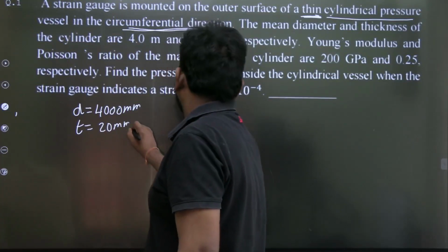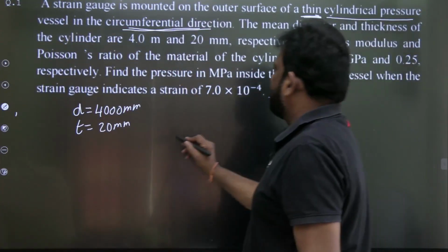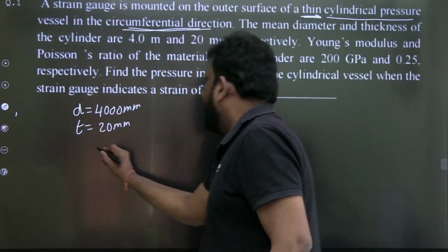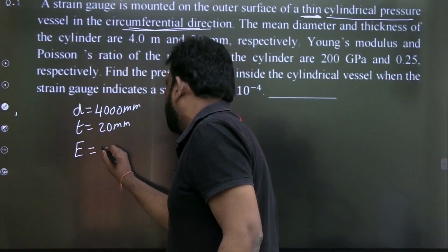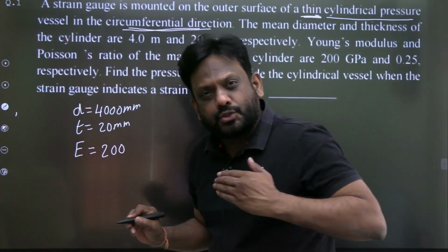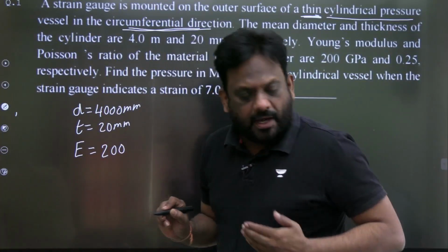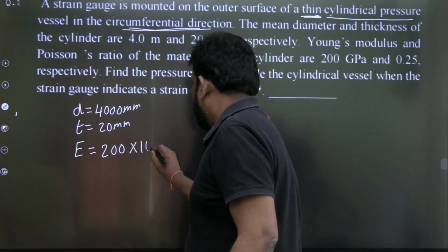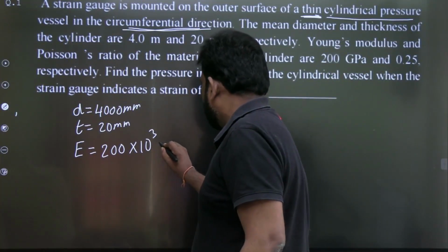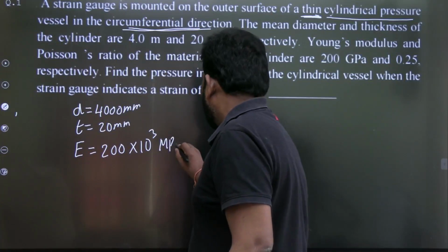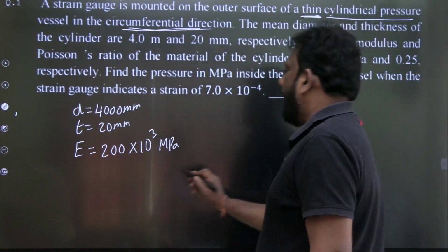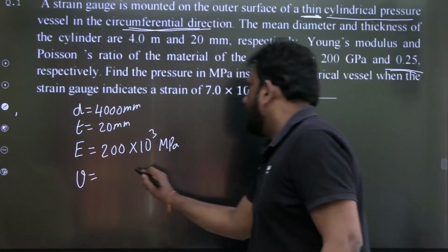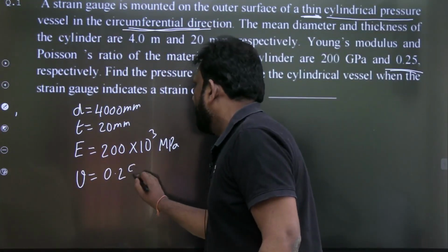The Young's modulus and Poisson's ratio are given. The Young's modulus is 200 gigapascal. Can I write 200 gigapascal as 200 into 10 power 3 megapascal? Yes, because giga is 10 power 3 mega. Megapascal is also Newton per mm square. And the Poisson's ratio is also given. How much is it? It is 0.25.